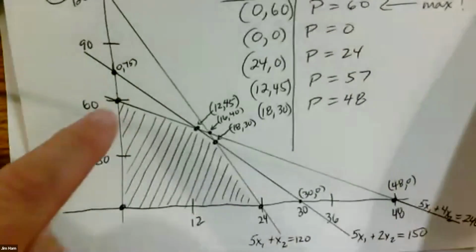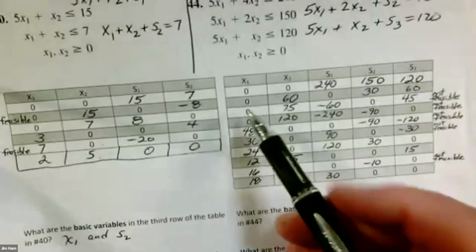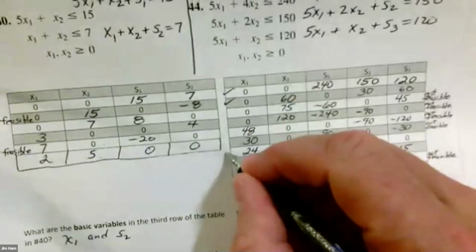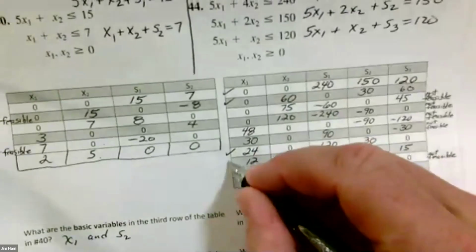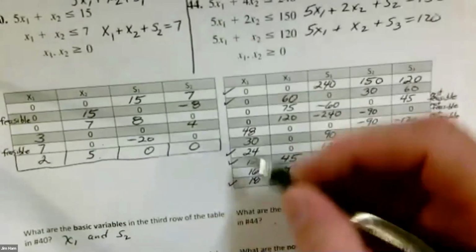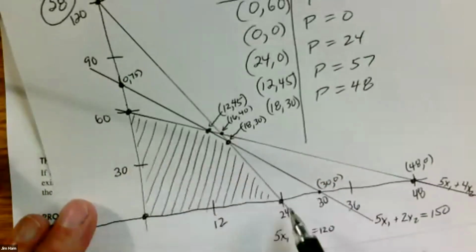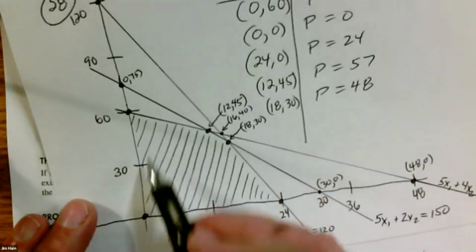So you're only going to have 1, 2, 3, 4, 5, and you can see them. 1, 2, not feasible, not feasible, not feasible, not feasible. 3, 4, not feasible, and 5. You have 5 different possible points, and that corresponds to the 1, 2, 3, 4, 5 corner points of this region.